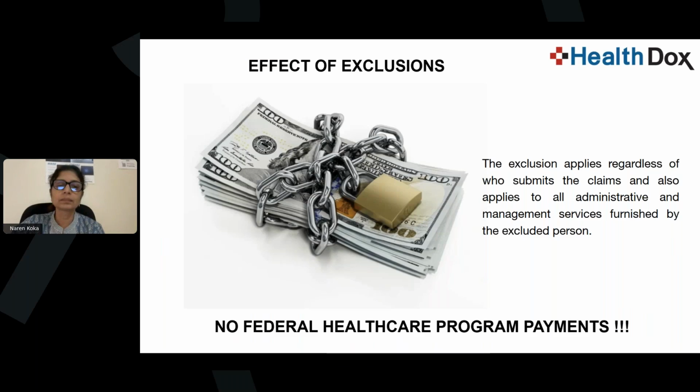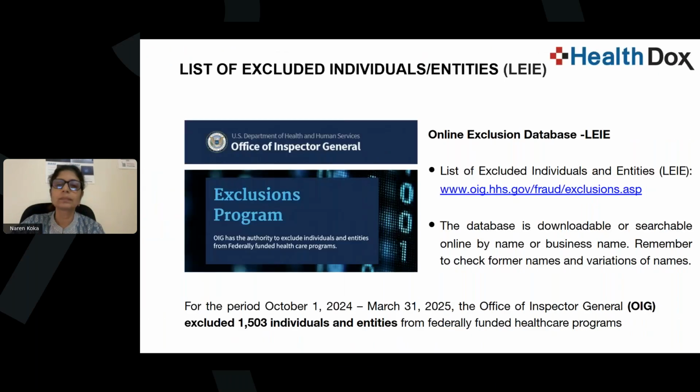As an example, from October last year to March 31st, 2025, the OIG has excluded 1,500 individuals and entities from participating in healthcare programs. Imagine, 1,500. This shows how active the exclusion program is and why you need to do regular screening as part of contract compliance. The LEIE is the best place for organizations to verify eligibility and even protect themselves from penalties, overpayments, and compliance issues.